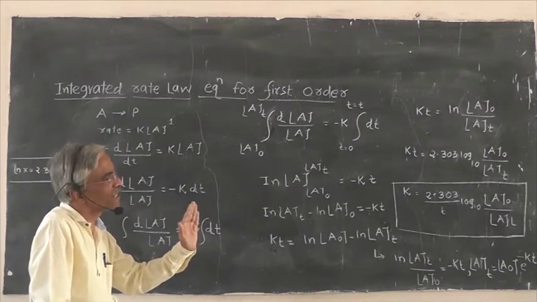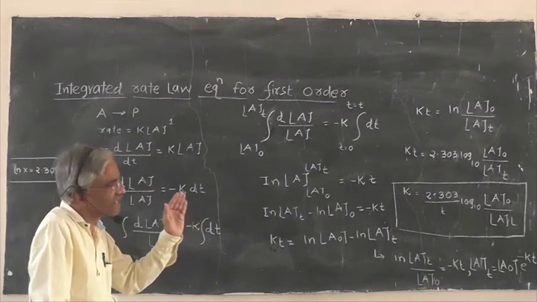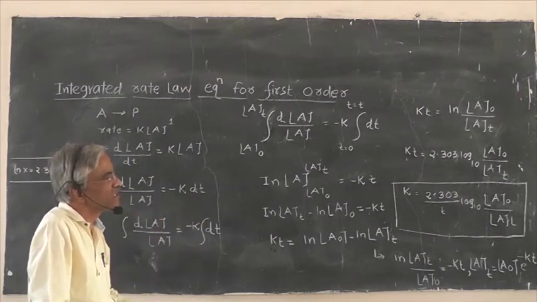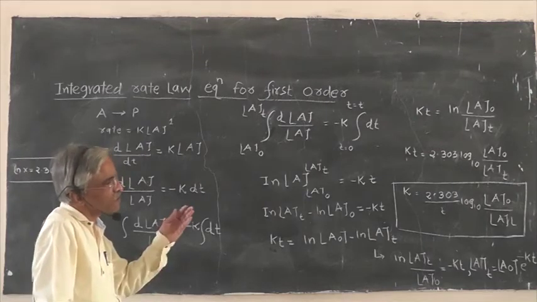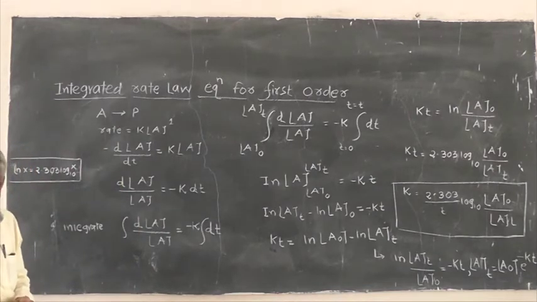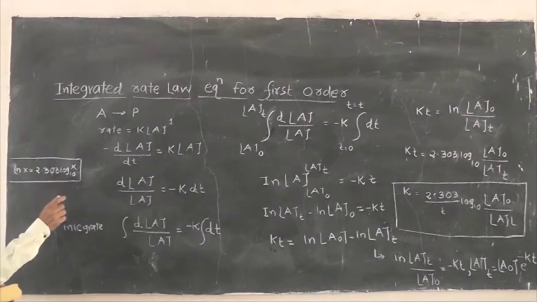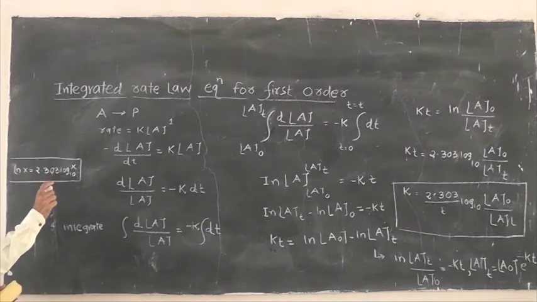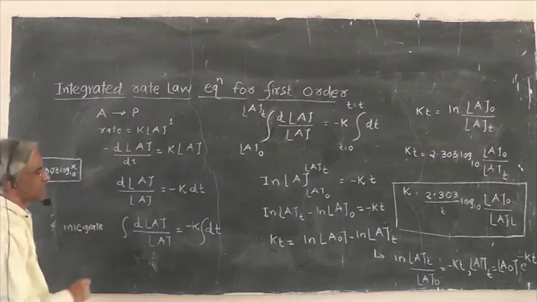Suppose we want to calculate the time required for 80% completion of the reaction, then that also can be calculated using the equation k equal to 2.303 upon t log to the base 10 [A]0 upon [A]t. For that purpose, we will consider a few numericals after the derivation of this equation. Now, this equation is also written in a few different forms for certain numericals.